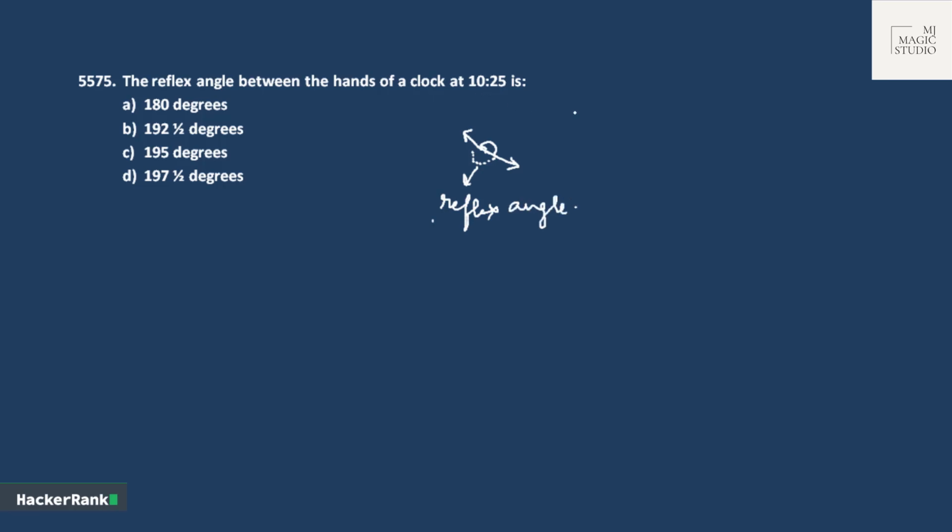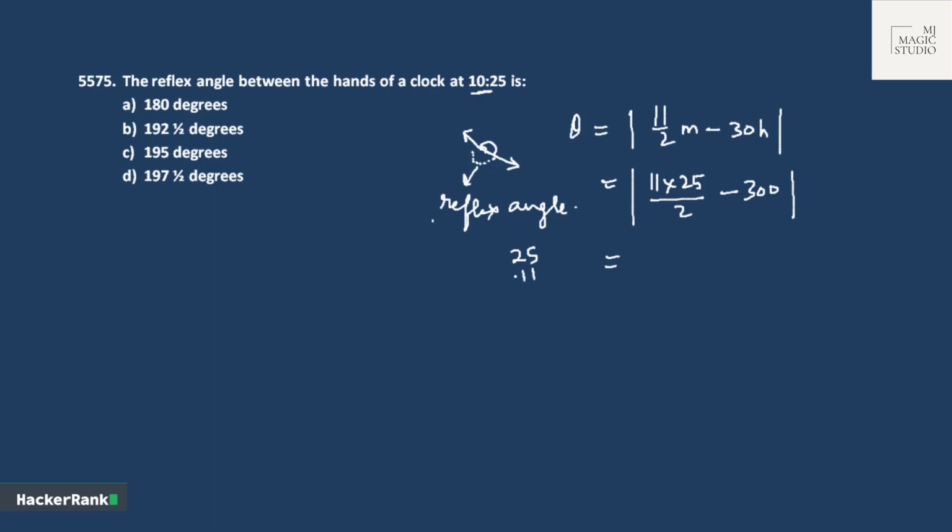Now first, how to find the angle between the two hands? We have a straight formula to find the angle between the two hands, that is given by mod 11 by 2 m minus 30h, where h is our hours hand, that is 10, and m is minutes hand, that is 25. So that would be 11 into 25 by 2 minus 30 into 10, that is 300. So 11 into 25 is 275, minus 600 will give 325.